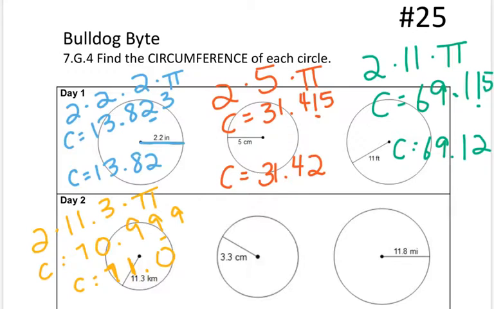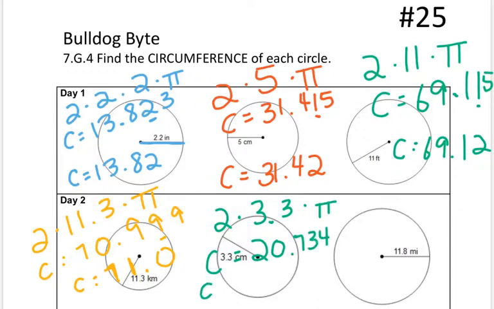The second problem for day 2, the radius is 3.3. So we're going to say 2 times 3.3 times pi, and that gives us 20.734. So the circumference would be 20.73.